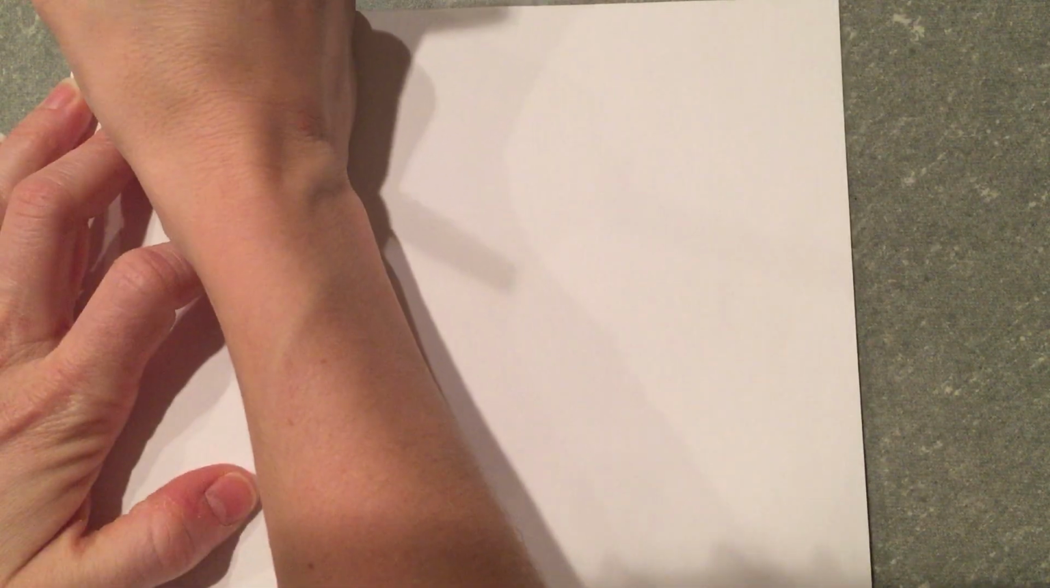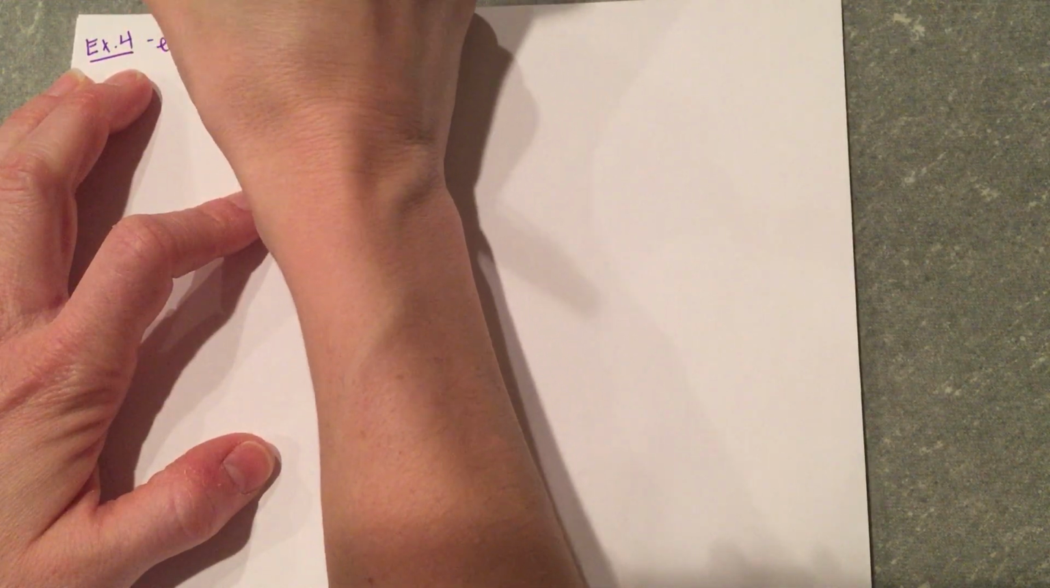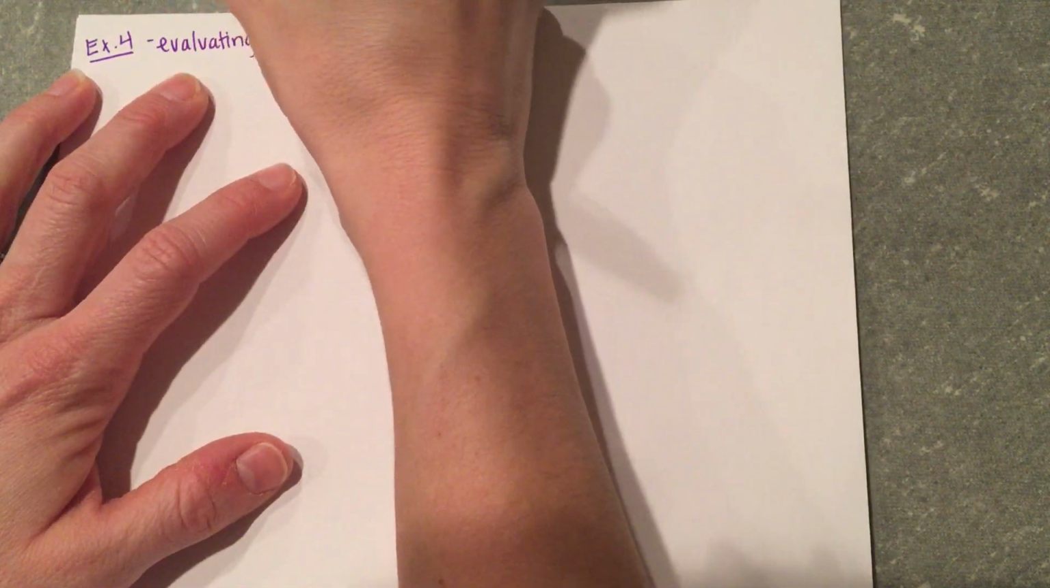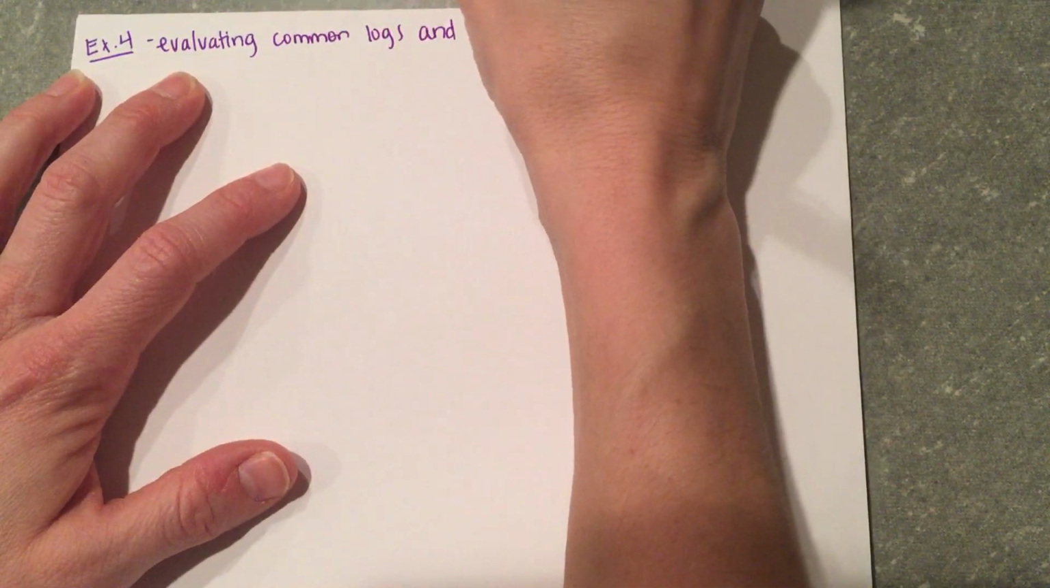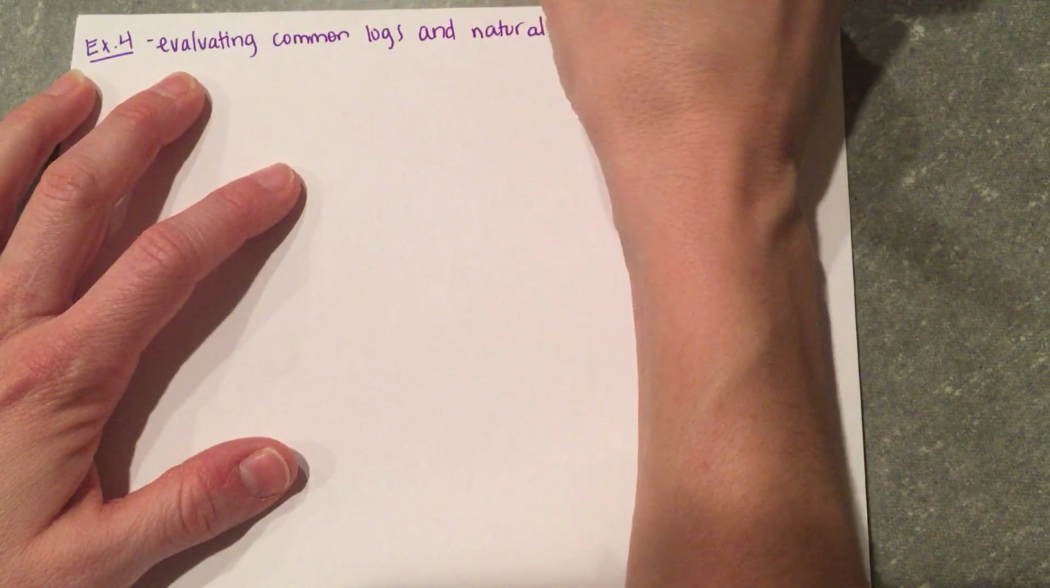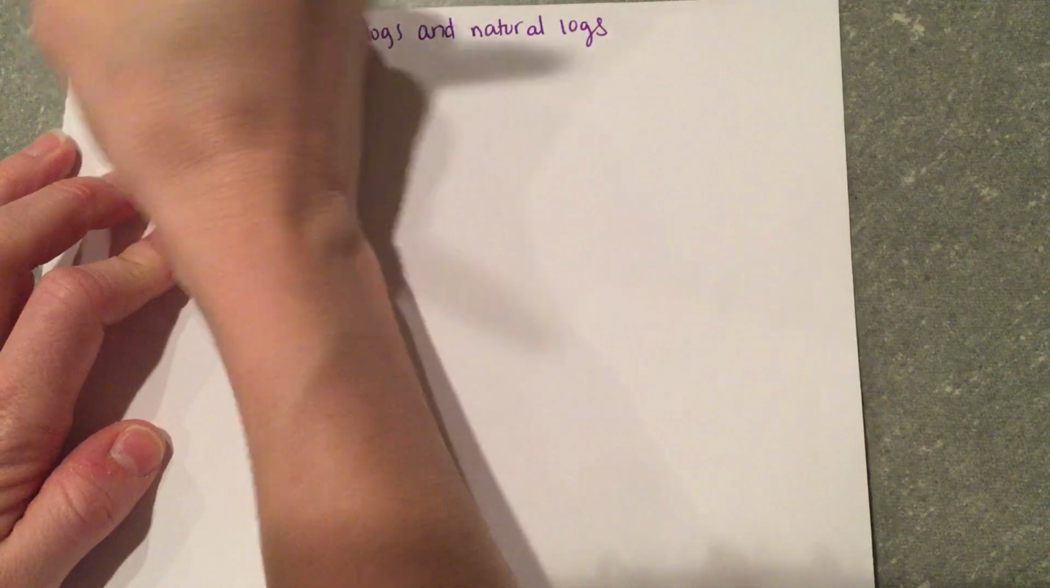Okay, so we're going to practice evaluating common logs and natural logs, when the base is not explicitly written. So this is example 4, evaluating common logs and natural logs. I'll just write these out.